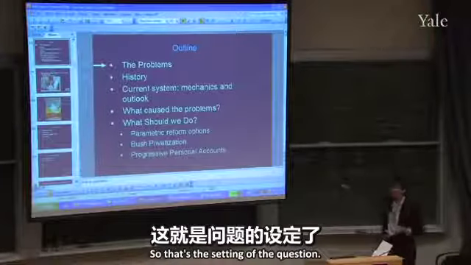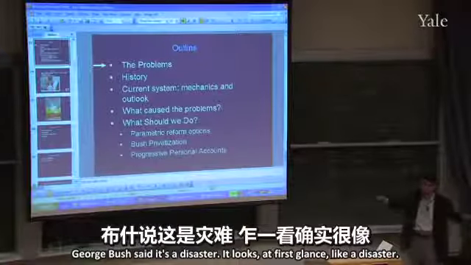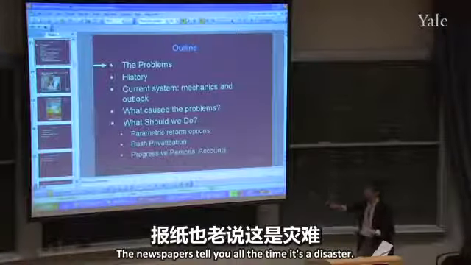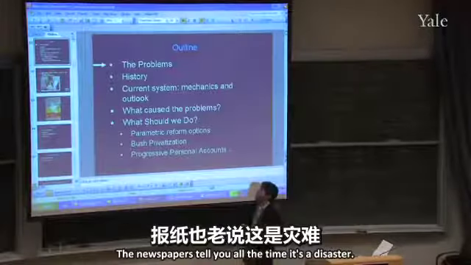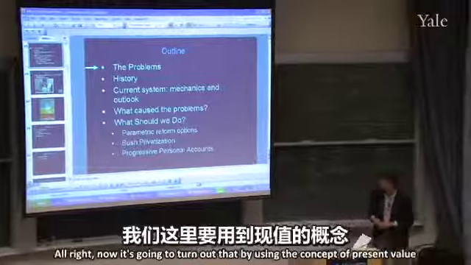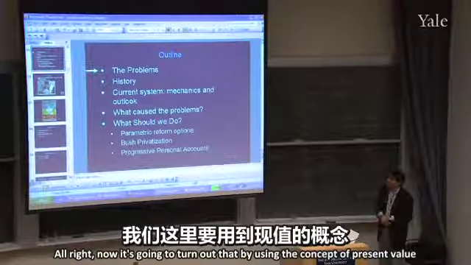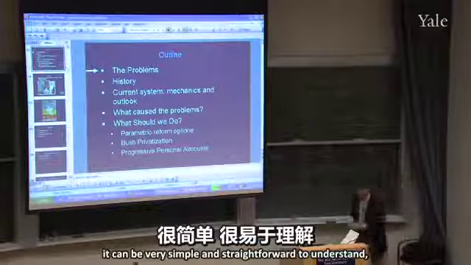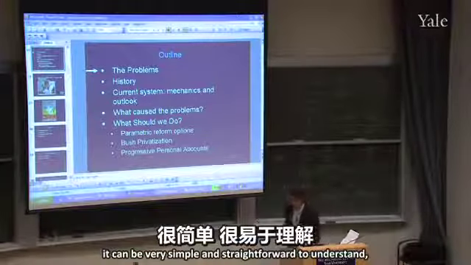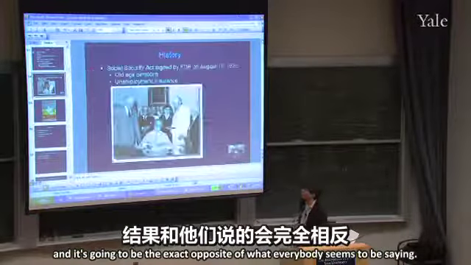Okay, so that's the setting of the question. George Bush said it's a disaster. It looks at first glance like a disaster. The newspapers tell you all the time it's a disaster. How did it get to be so bad, and what should we do about it? All right, now it's going to turn out that by using the concept of present value, it can be very simple and straightforward to understand. And it's going to be the exact opposite of what everybody seems to be saying.